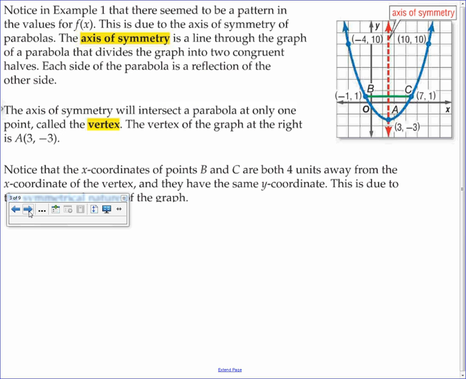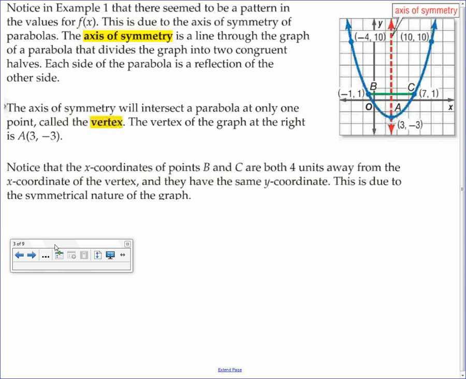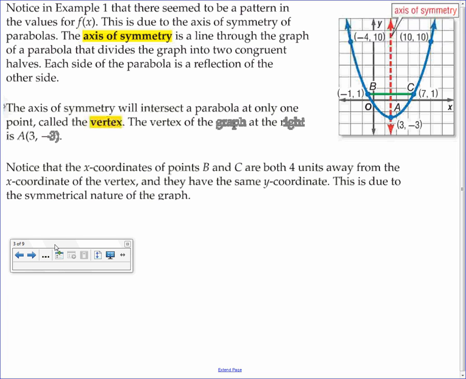Okay, some important parts of the parabola that we want to look at is, first of all, the axis of symmetry. All right, the axis of symmetry will be the line that the parabola is centered around. Okay? Another part that's very important is the vertex. The vertex is either at the bottom or it'll be at the top if your parabola is upside down.